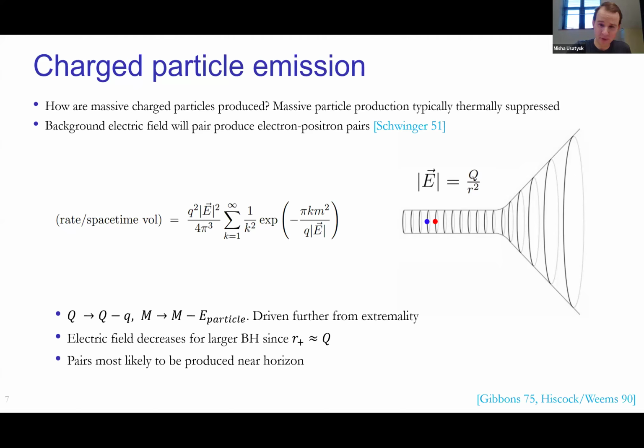One other interesting point about this formula is that the event horizon radius, R plus, actually scales with the charge. So R plus is approximately big Q. So if you plug in big Q into this formula for the electric field, you can see the magnitude of the electric field actually goes down the larger the black hole is. So black holes that carry more charge have weaker electric fields outside their event horizon. This is maybe a little bit of a counterintuitive property. And this is what makes very large black holes more stable to producing charged particles.